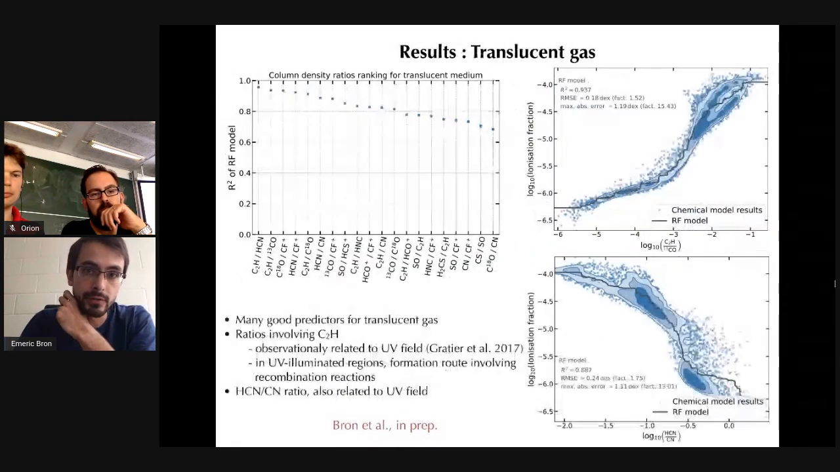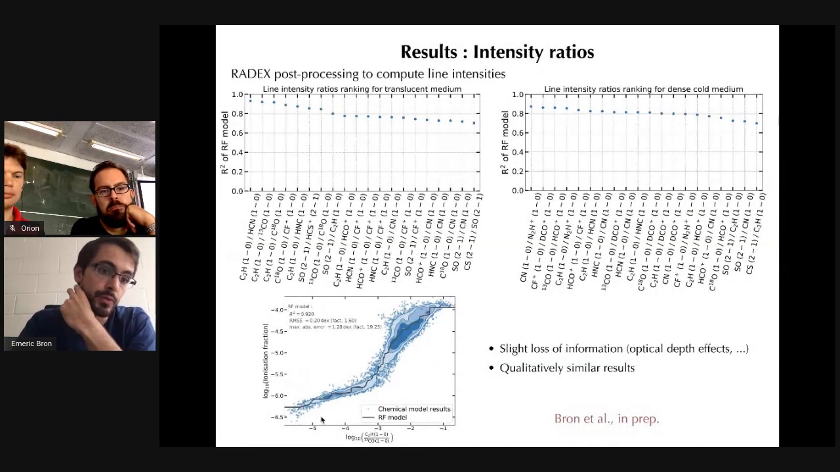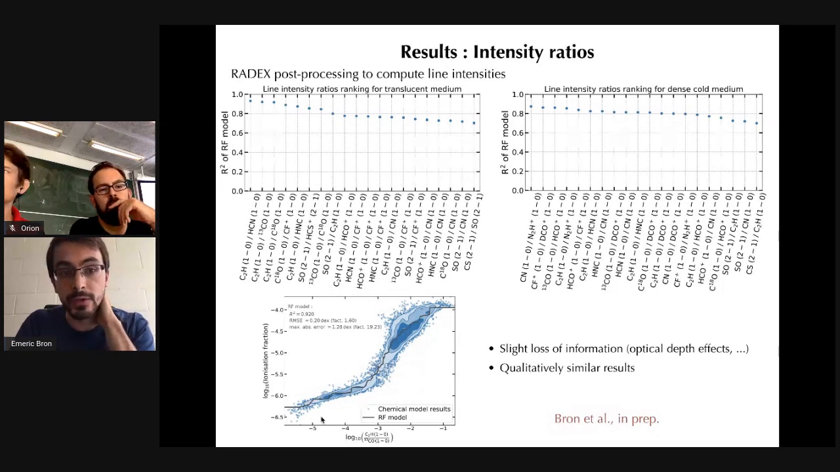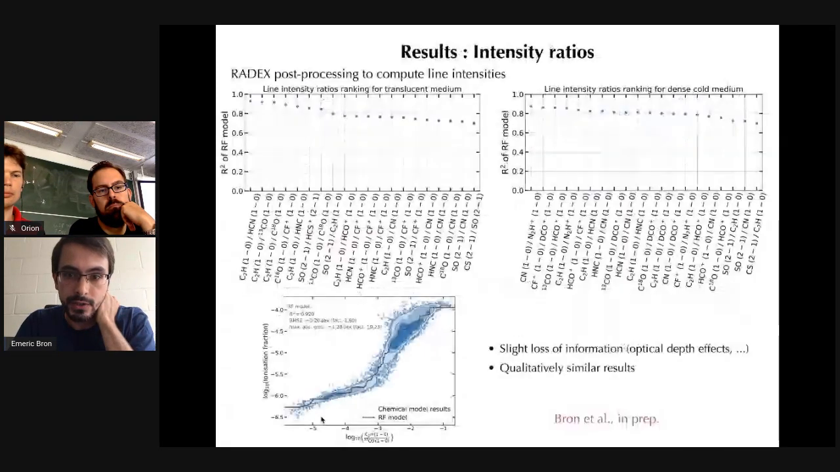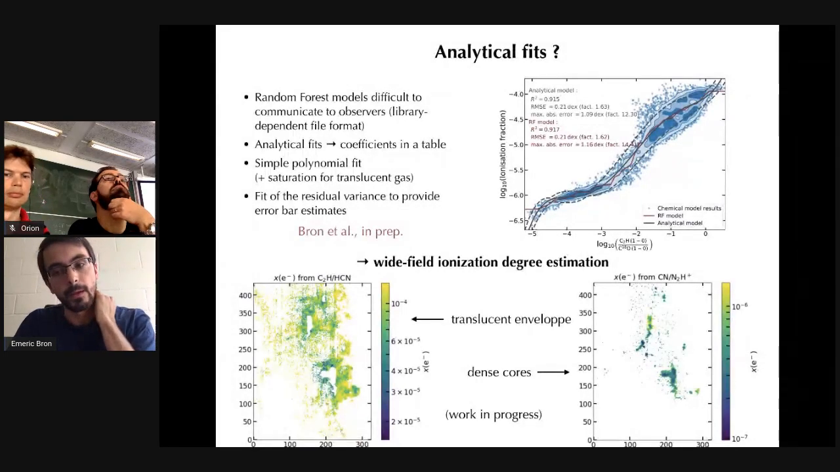So for translucent gas, the best line ratio that we found was C2H over HCN, which has the advantage that both of those lines in our dataset are detected over quite a wide spatial field. While in the dense gas conditions, CN over N2H plus seems to be a good tracer. Of course, N2H plus is detected only on the cold cores, but it's still more pixels than DCO plus.